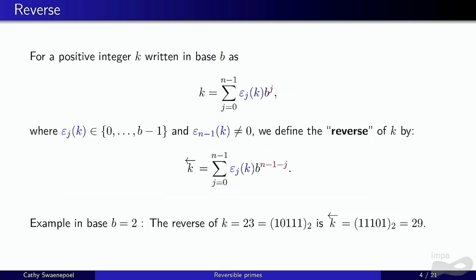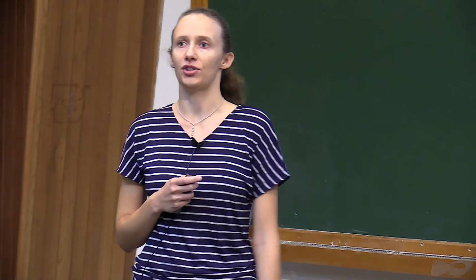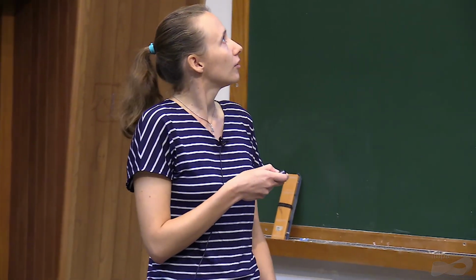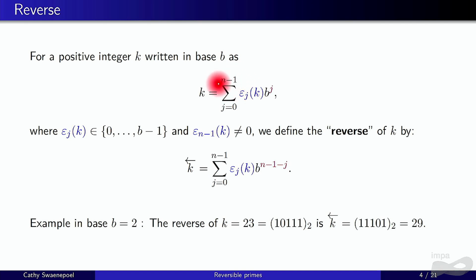Okay. So now I need to define the reverse of an integer k. Given an integer k written like this in base B, we define its reverse by this quantity. The reverse of k is denoted by k with an arrow like this. It's the integer that we obtain from k by reading its digits in the other direction. So for instance, in base 2, if we take 23, its digits in base 2 are 1, 0, 1, 1, 1. So the digits of its reverse in base 2 are 1, 1, 1, 0, 1. And so it's 29.